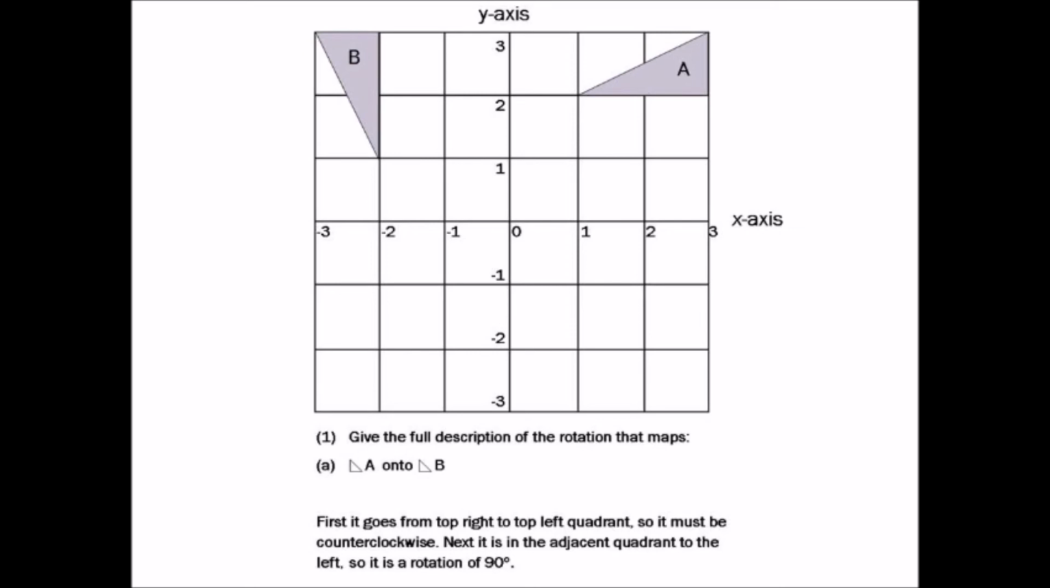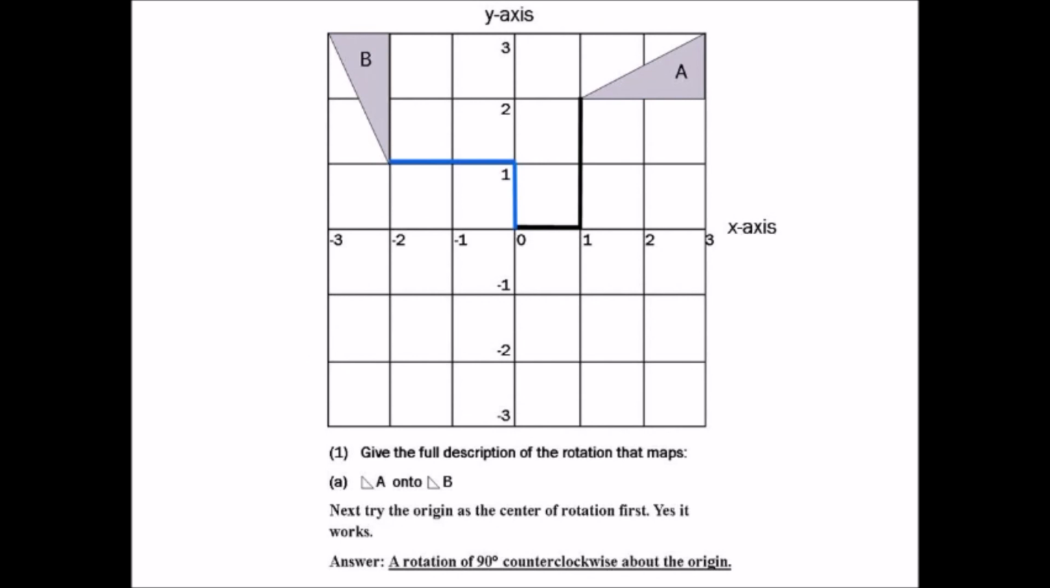Now we have to find the center of rotation. So again, like we said, always start with the origin, 0. Go to 0, attach your lines to A, and see if you move those lines whether you'll end up at B. So let's do that. We went to 0, we went 1 across and 2 up. If we move those lines 90 degrees to the left, it will be 1 up and 2 across. Yes, that's it. We moved the lines and we ended up at B.